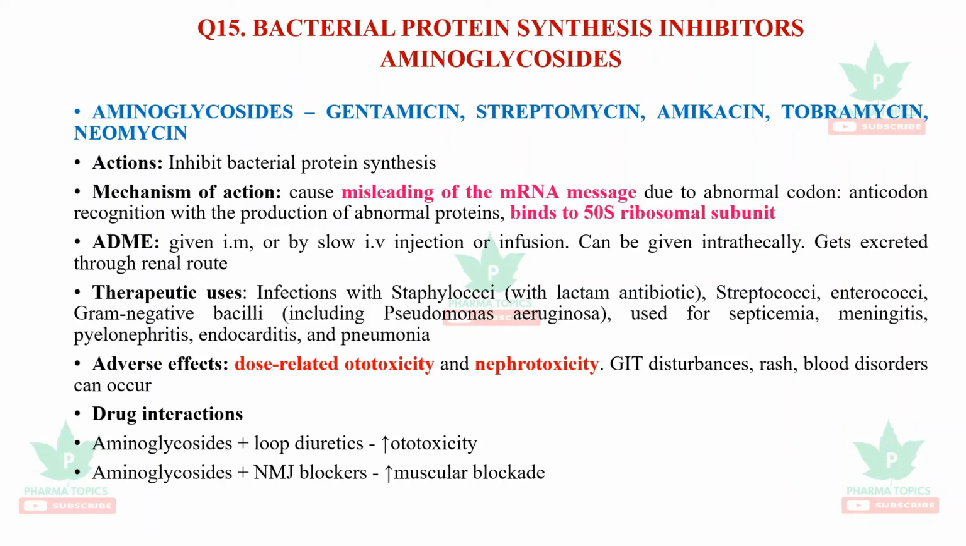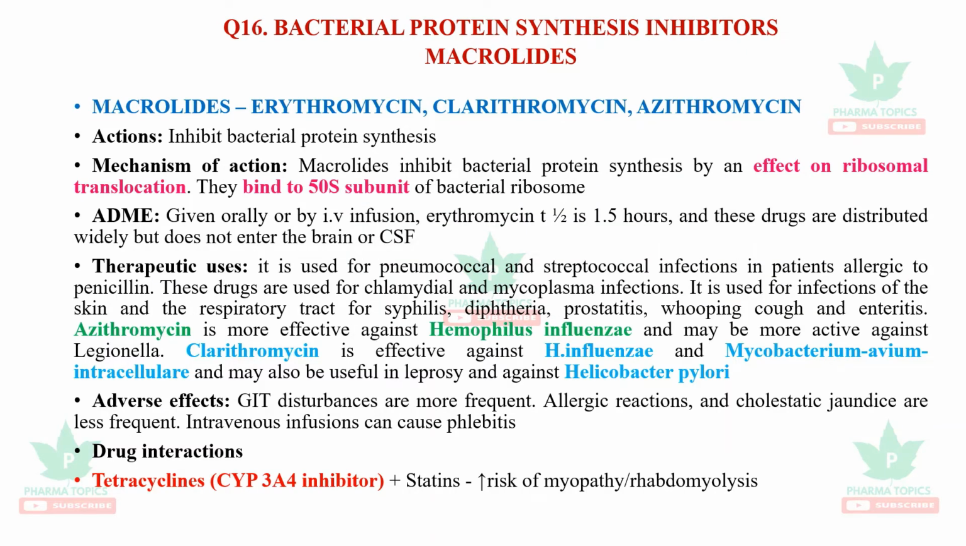The adverse effects include dose-related ototoxicity and nephrotoxicity, GIT disturbances, rash, blood disorders. Aminoglycosides, when they are co-administered with loop diuretics, increase the risk of ototoxicity. Aminoglycosides, when they are co-administered with neuromuscular junction blockers, increase the risk of muscular blockade. Question number 16 is bacterial protein synthesis inhibitors, macrolides. The macrolides include erythromycin, clarithromycin, and azithromycin.